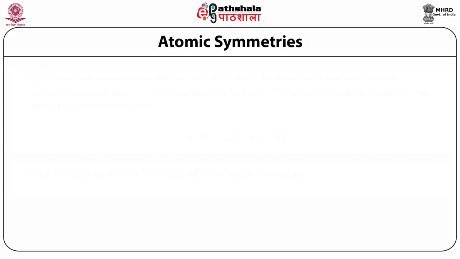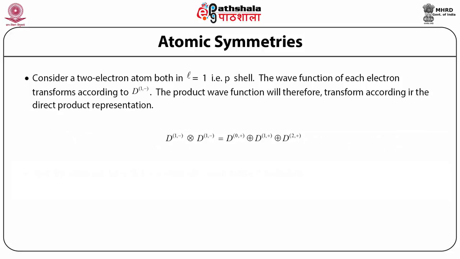Now let me give an example to illustrate what I have said. Let's consider a two-electron atom which has both electrons in the P shell, that means L equals 1. The wave function of each electron transforms according to D1 minus, because an electron in the P shell has negative parity. The product wave function will therefore transform according to the direct product representation D1 minus times D1 minus. Remember that when you add the angular momenta 1 plus 1, you get 2, 1 and 0. So D1 minus times D1 minus is D0 plus, D1 plus, D2 plus.